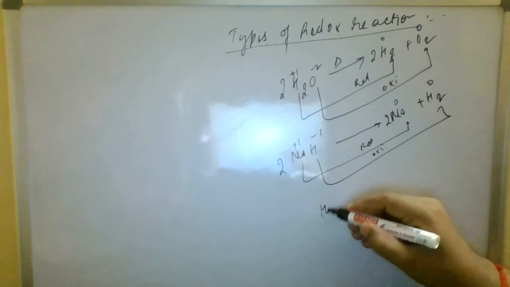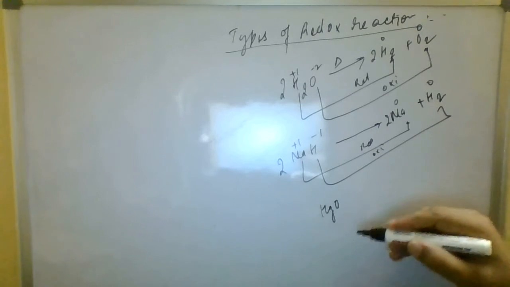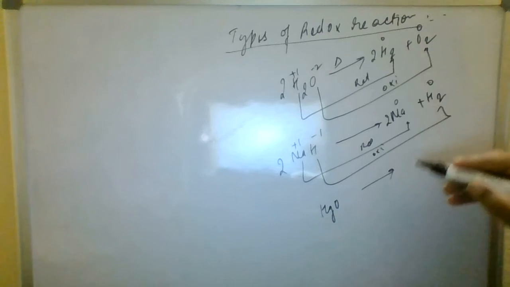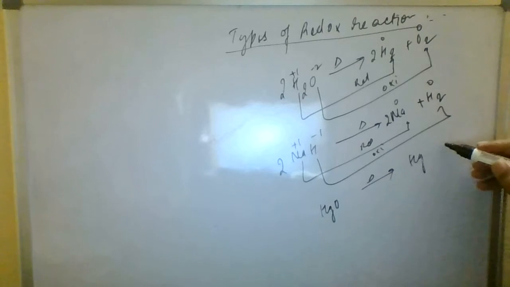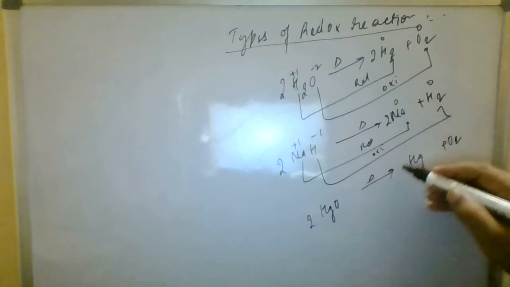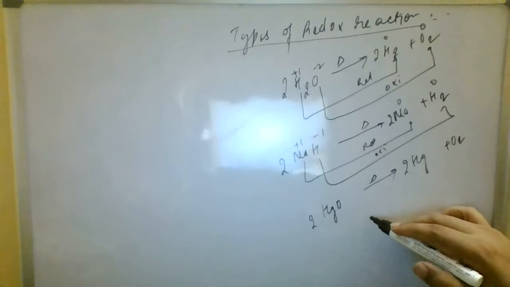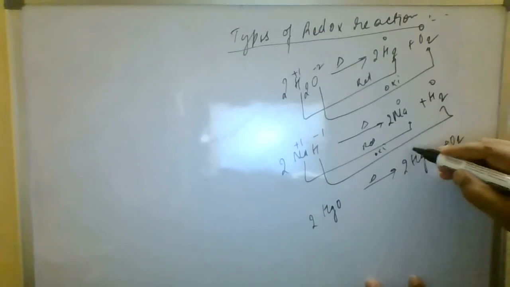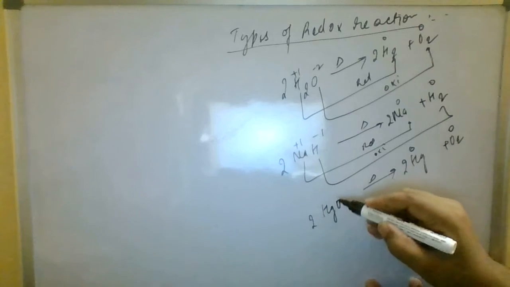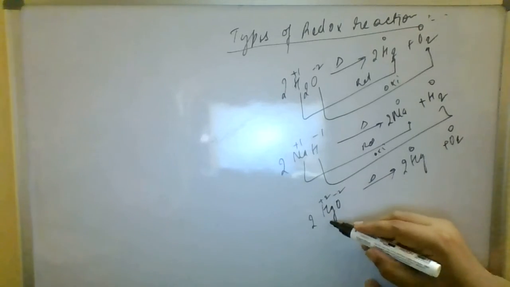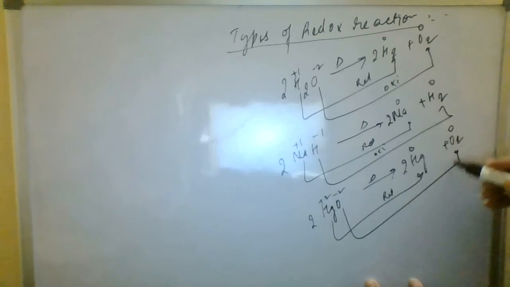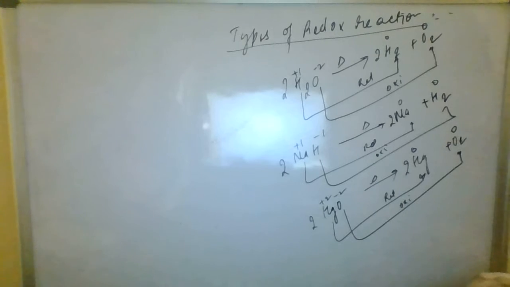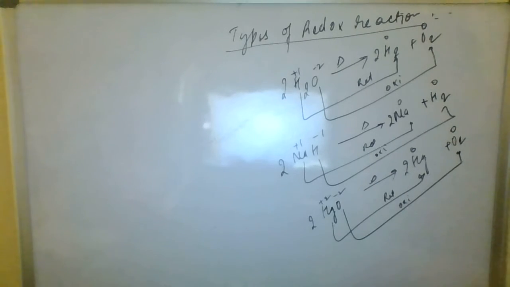Now suppose I am having HgO. If you heat this, it will give Hg metal, and it will give oxygen also, two molecules. So you see what the change in oxidation number is. Here it is 0, here also 0, free elements. Here is -2 and here is +2. So Hg +2 to 0, this is the reduction, and -2 to 0, this is the oxidation. So the decomposition reaction is also an example of a redox reaction.